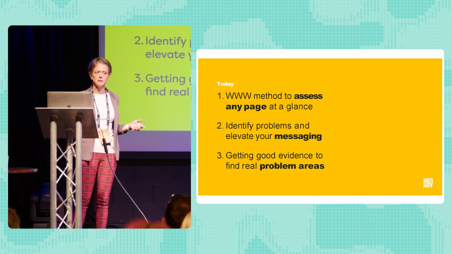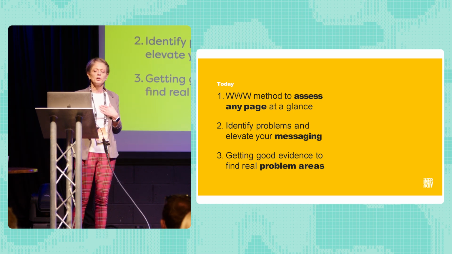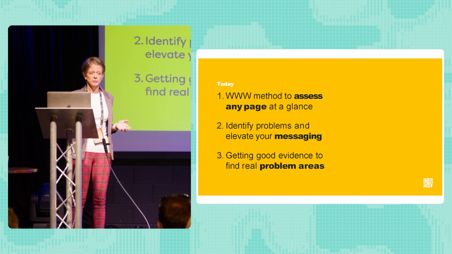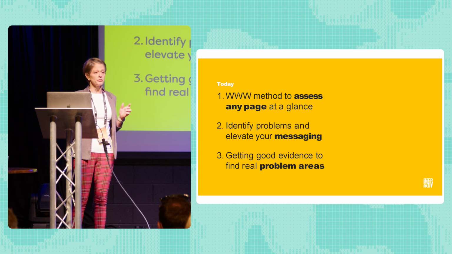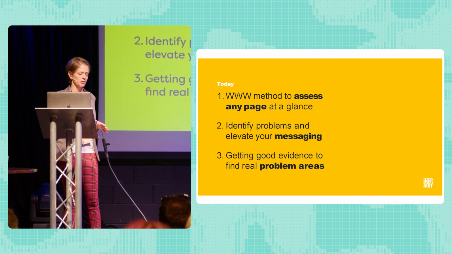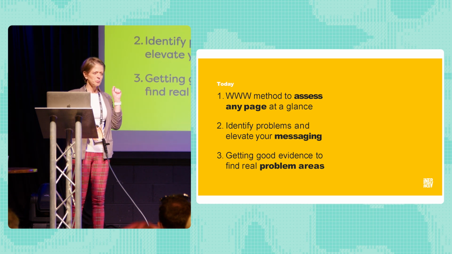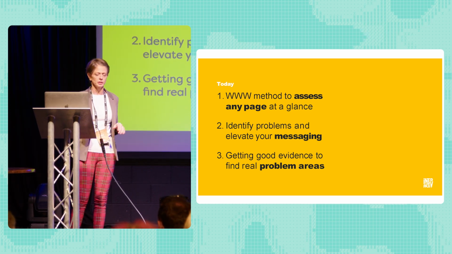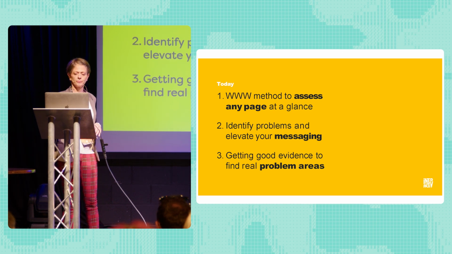Okay, so the first thing we're going to look at is the WWW method. Having worked with many teams over the years, we know it can be really hard to tell if you have a problem with your designs or not. Often you'll know there's something wrong, but you just don't know how to fix it. And the WWW method is a really easy way to test a page. It allows you to very quickly assess any page or screen to see if it's working as hard as it can, and to pinpoint what's not working. This is a learned skill. The more you do it, the more comfortable you'll get with it.